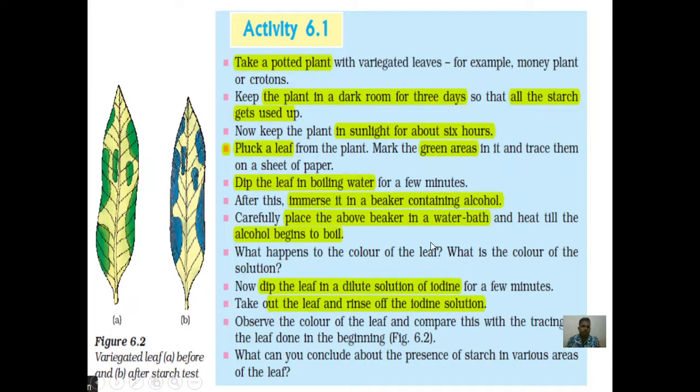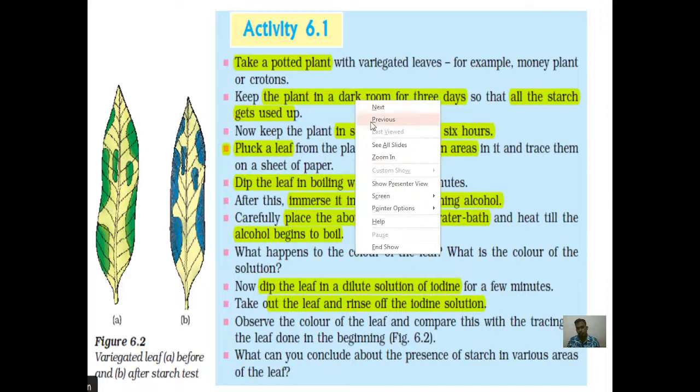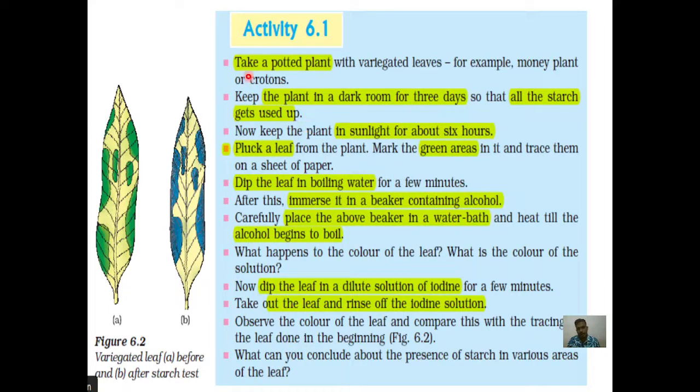So based upon the photosynthesis process, we have two activities and they will be explaining to you about these two activities on photosynthesis. One activity is that you need to take a potted plant and keep it in the dark room for 3 days. And once all the starch gets used up, you need to take out the plant and keep it in the sunlight for about 6 hours again.